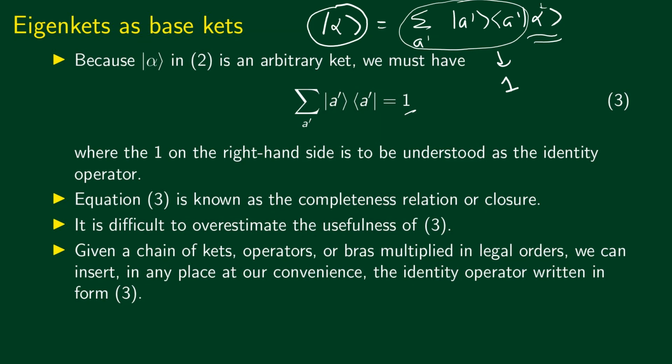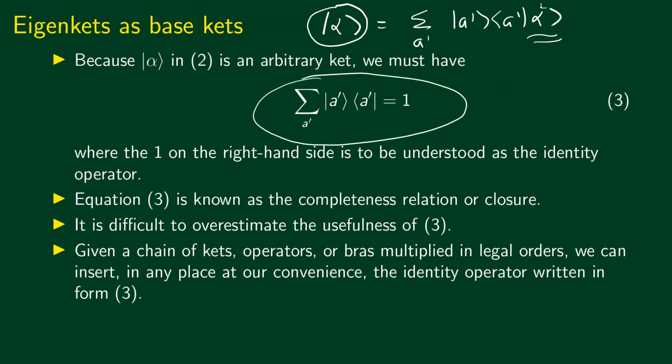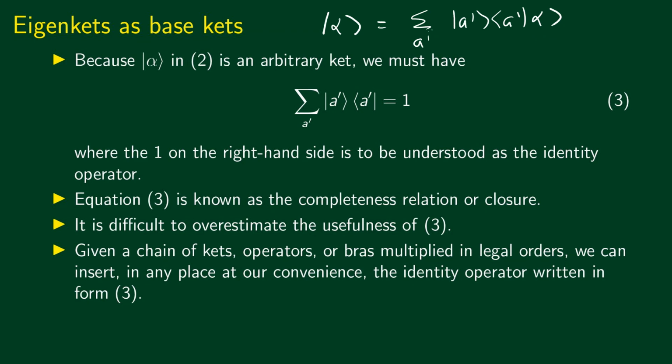Now this equation is known as the completeness relation. Very important. This is known as the completeness relation or closure. This statement actually says that the set of eigenkets of a Hermitian operator is a complete set. That's why it's called the completeness relation. Because if the set of eigenkets is a complete set, then we should be able to expand any vector in this form. And if you are allowed to expand any vector in this form, then whatever appears here must be the identity operator.